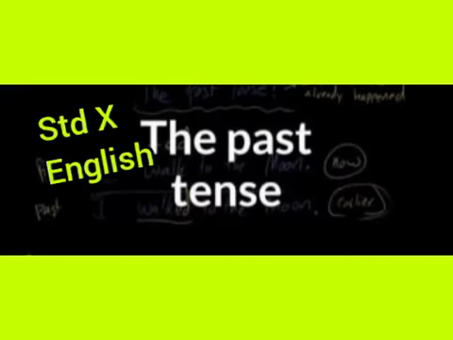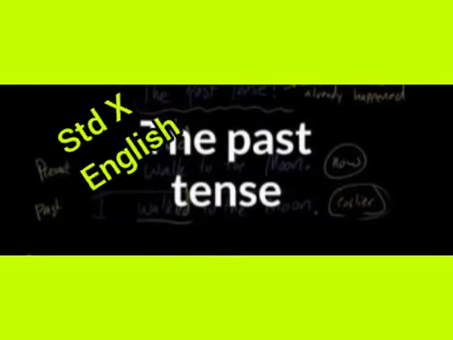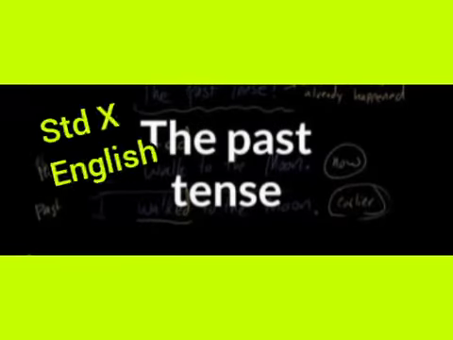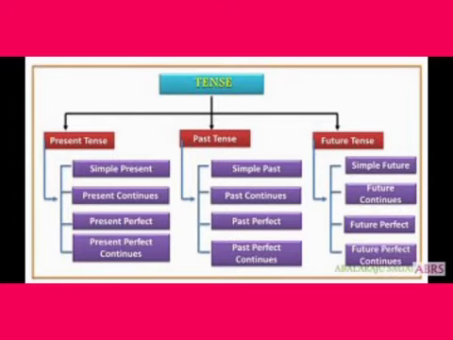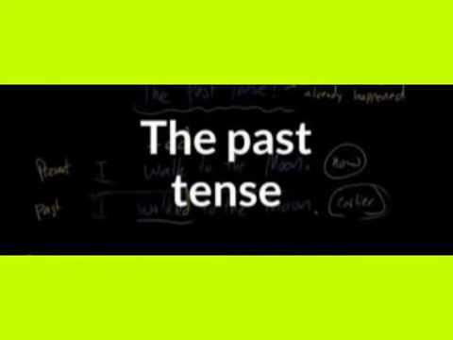Yes, students, today we shall proceed with the next topic, the past tense. Students, in our last video, we had discussed all the 12 tense forms. Let's recall present tense, that is the simple present tense, present continuous tense, present perfect, and present perfect continuous tense. And today we shall explore what is the past tense. Are you ready, students? Yes, without much ado, let's get started.